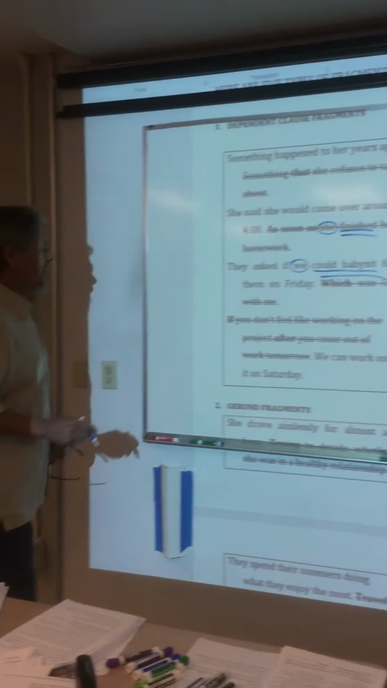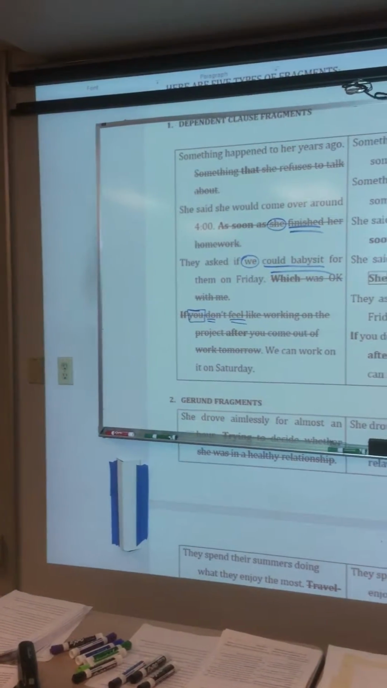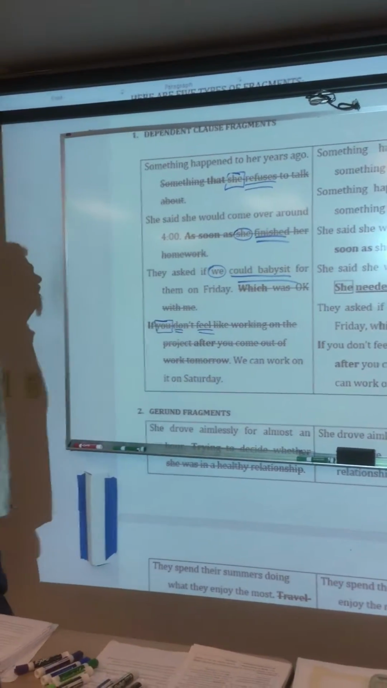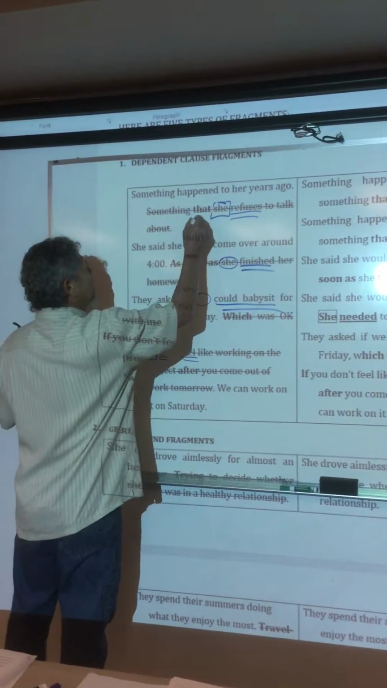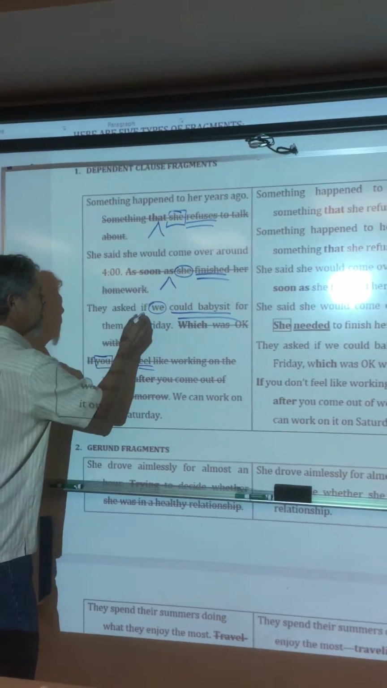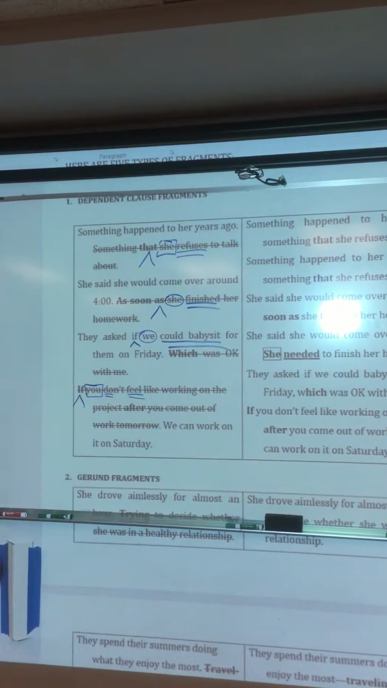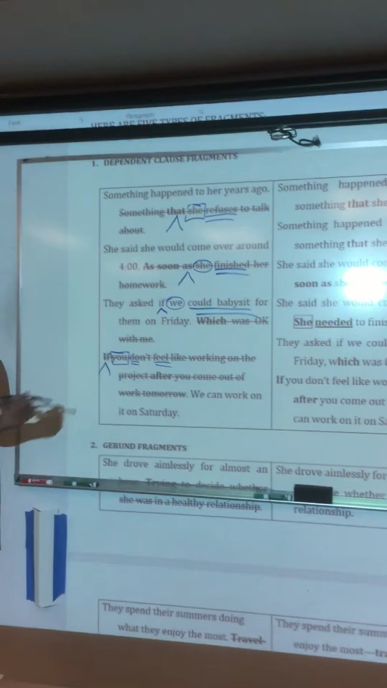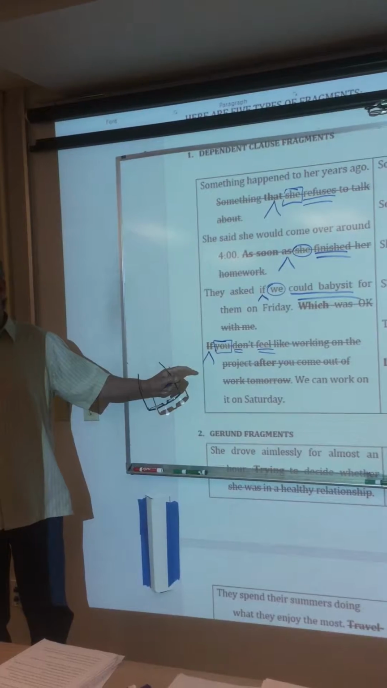Okay, one more. We circle the subject and underline the verb twice. But all of them also have these things that we call what? What do we call these words? The preposition? No, they're not prepositions. Subordinating conjunction. Because they have a subject and verb.